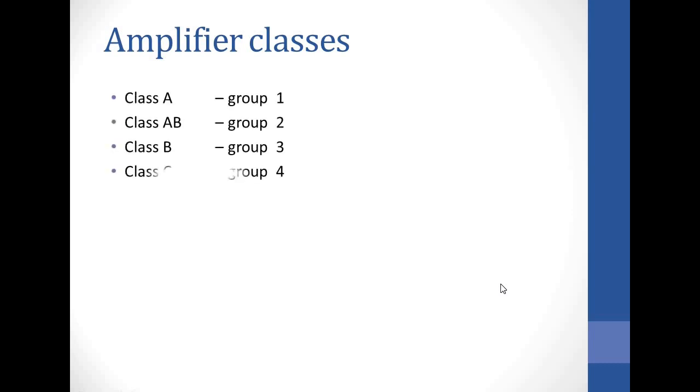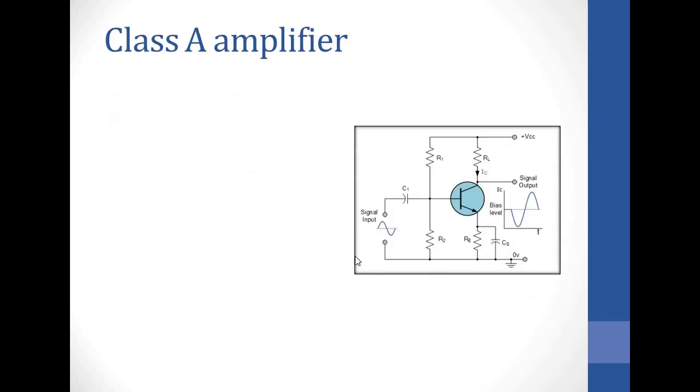Then we've got what we call amplifier classes. In amplifier classes, basically we're talking about the biasing, how the transistor is biased so that it operates in a certain region. So we've got those four classes. We've got class A, class AB, class B, class C amplifiers. So let's start with class A.